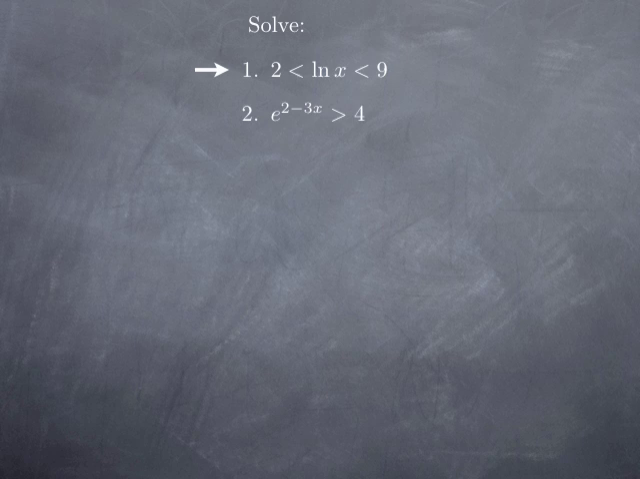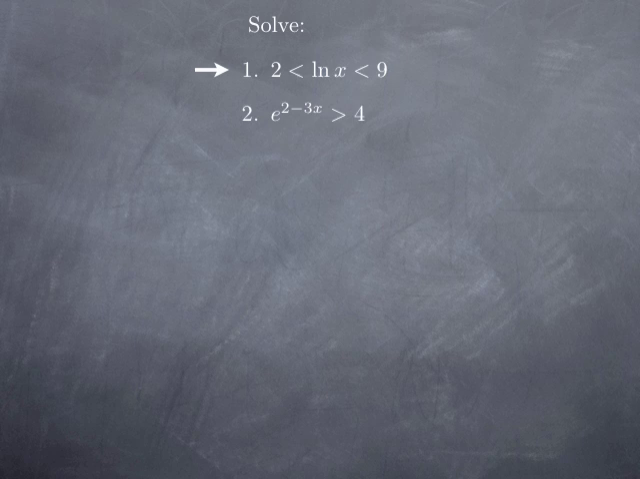To conclude, I just want to say a few words, I'm not going to dwell on that very long, about inequalities that involve natural log or natural exponential. So let's say we want to solve 2 is less than ln of x is less than 9. So here solving means find all the x's that satisfy this inequality.